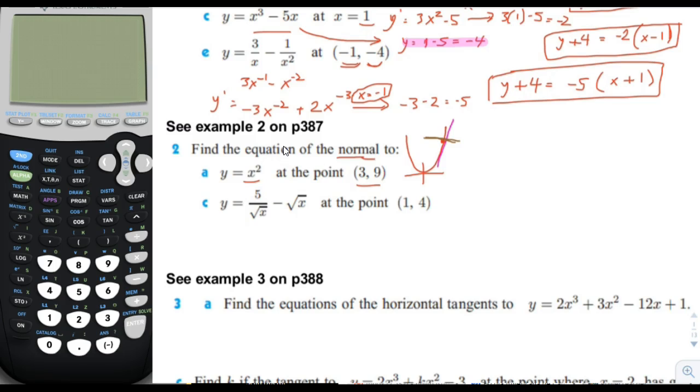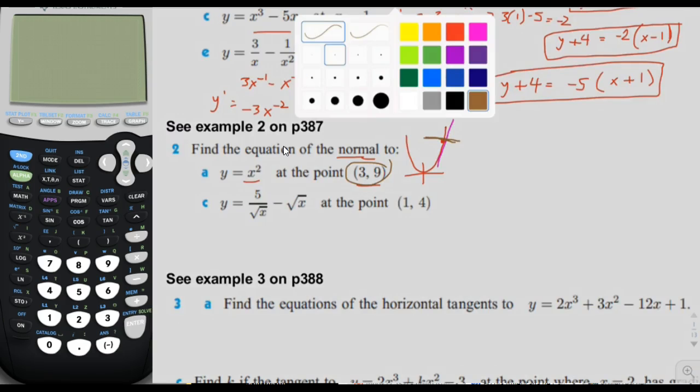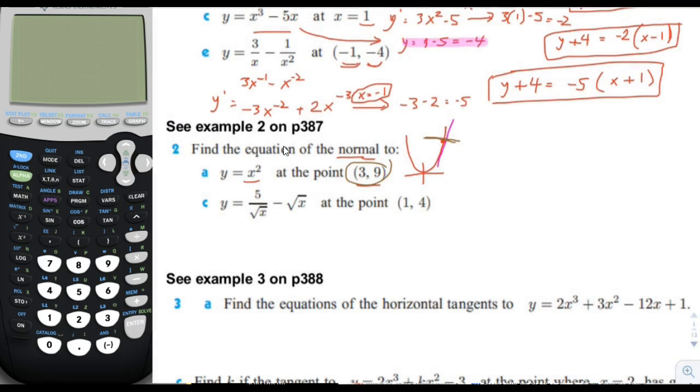And it happens to go through this point, 3, 9, because that's where we defined it to be. And it's going to have slope, which is -1 over the slope of the tangent. So it would be -1 over the gradient of the function at this point. So let's find the gradient of the function. It's 2x, right? Let's evaluate it at x equals 3. And that would be 2 times 3, which is 6.